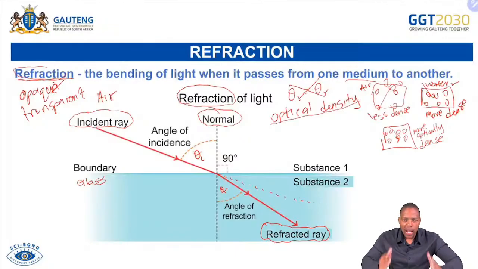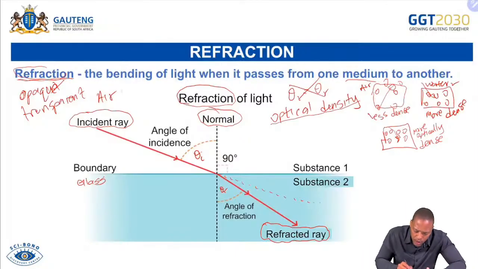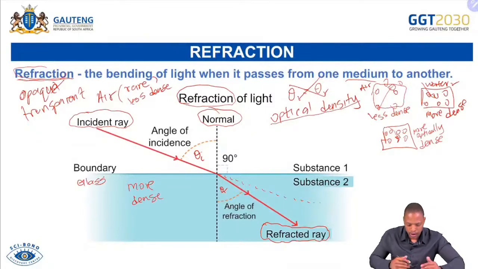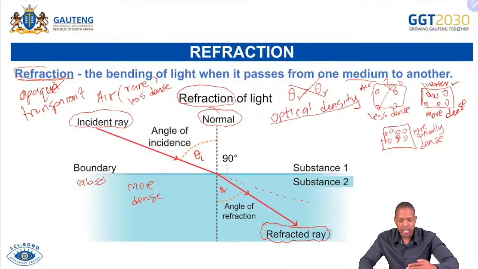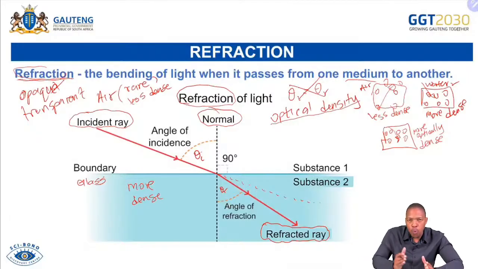Okay, so when light moves from an optically less dense medium, sometimes called an optically rare medium, I just like to say less dense, to an optically more dense medium, this one is more dense, okay? It's glass versus air. Air is less dense, glass is more dense. So when light moves from an optically less dense medium to an optically more dense medium, light will bend towards the normal.